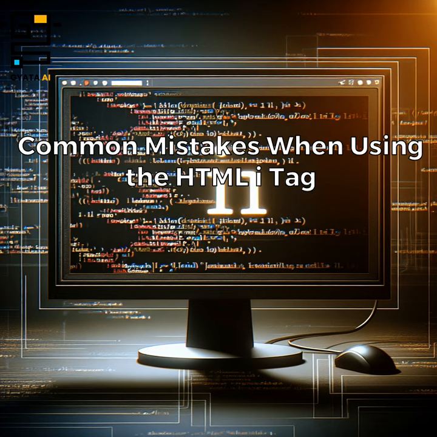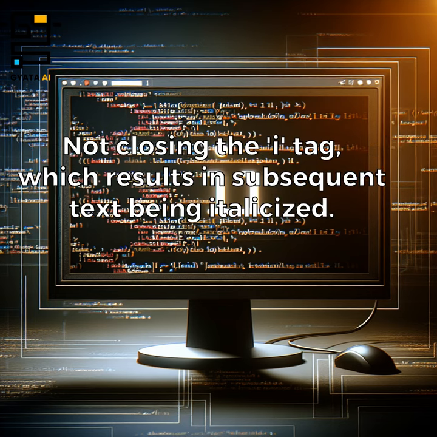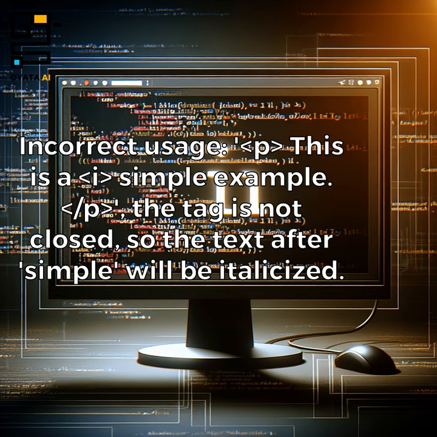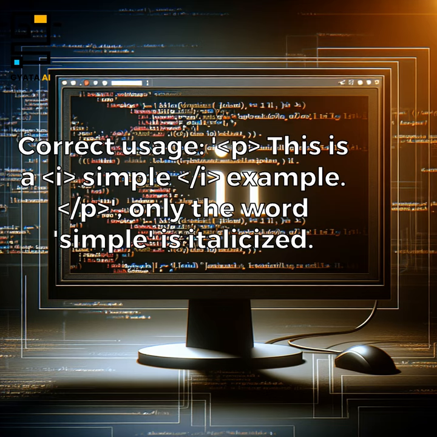Common mistakes when using the HTML <i> tag. Not closing the <i> tag, which results in subsequent text being italicized. Using the <i> tag for stylistic purposes instead of semantic emphasis. Incorrect usage: this is a <i>simple example. The tag is not closed, so the text after simple will be italicized. Correct usage: this is a <i>simple</i> example. Only the word simple is italicized.